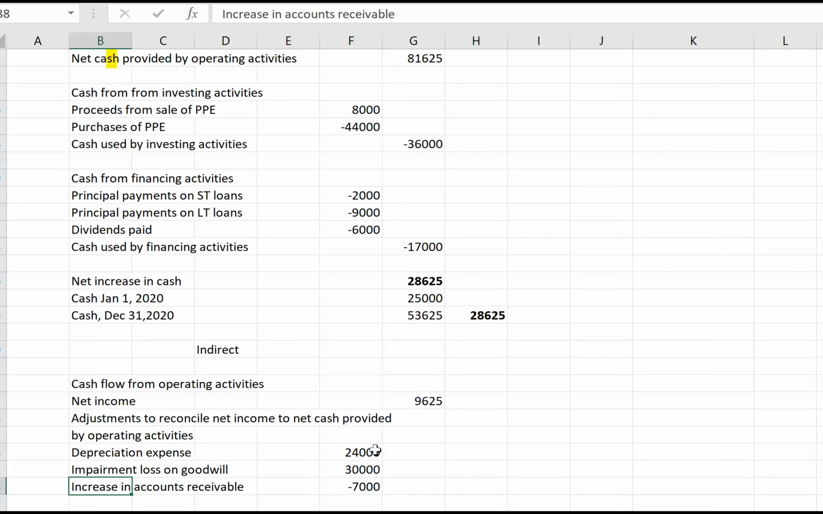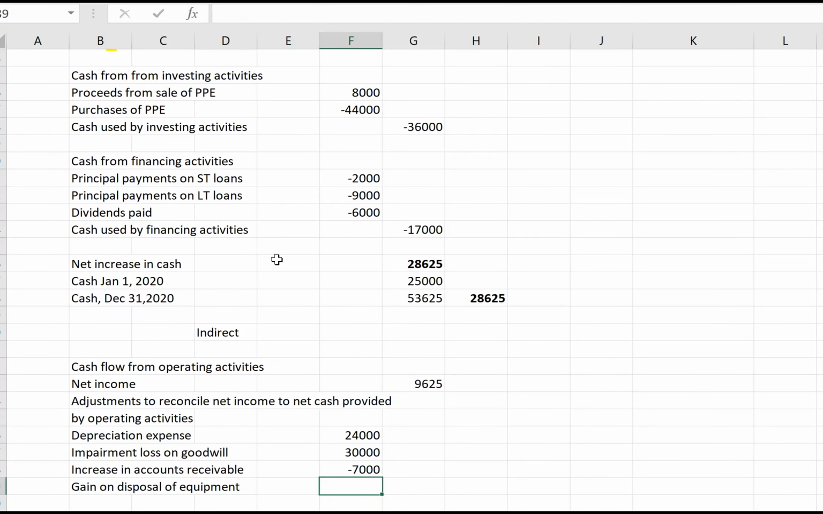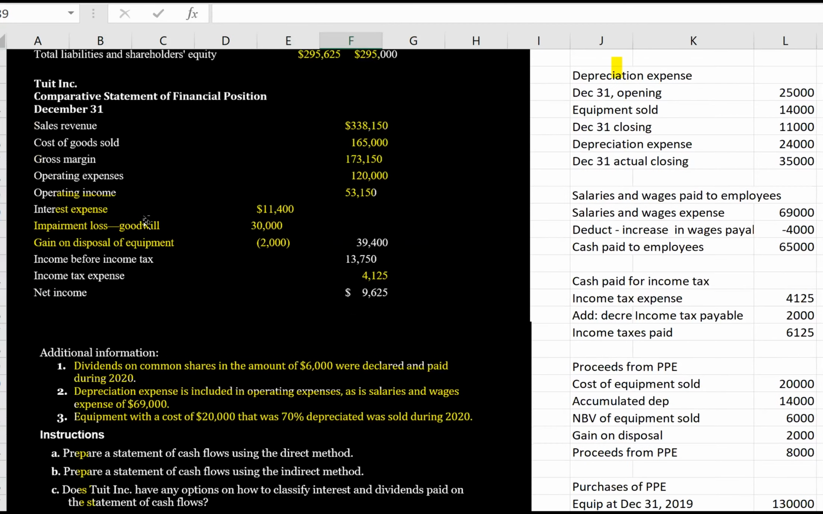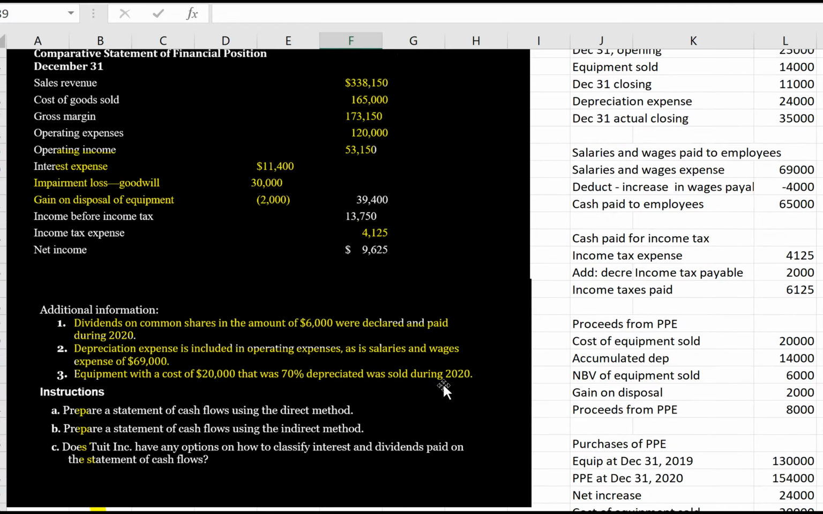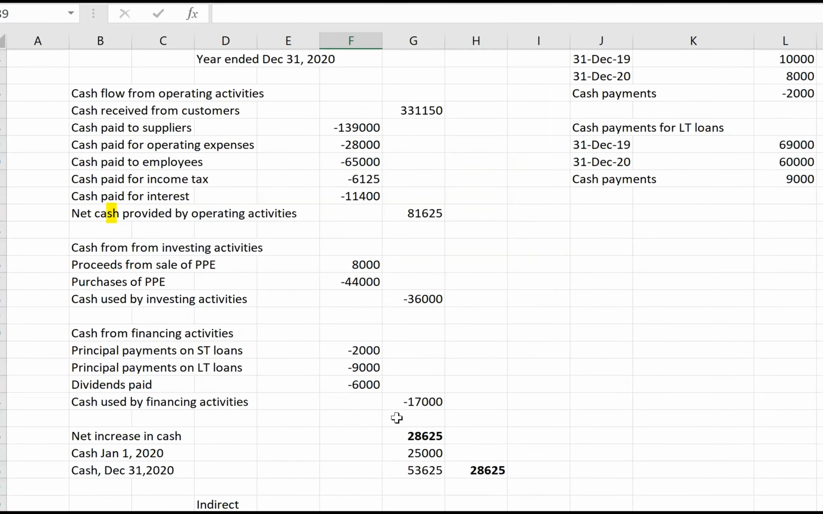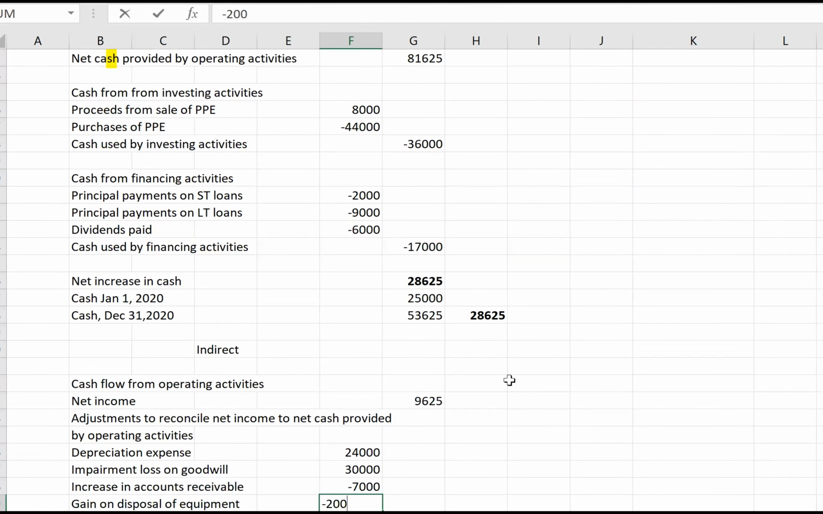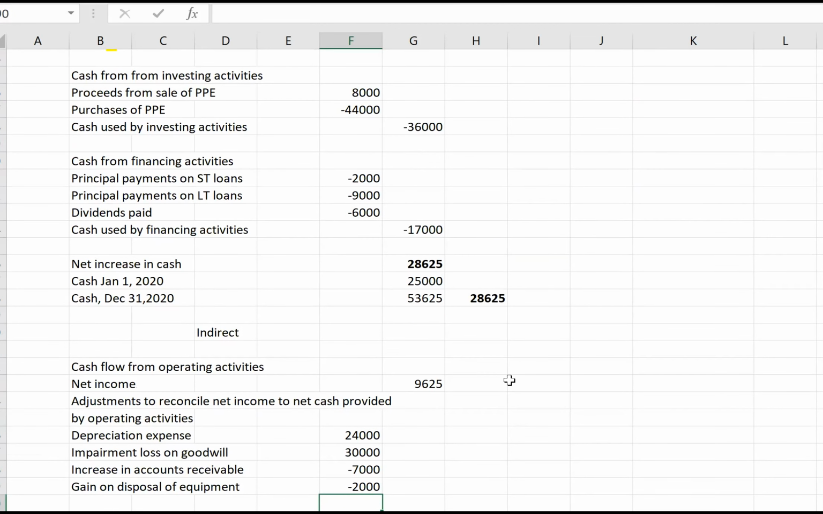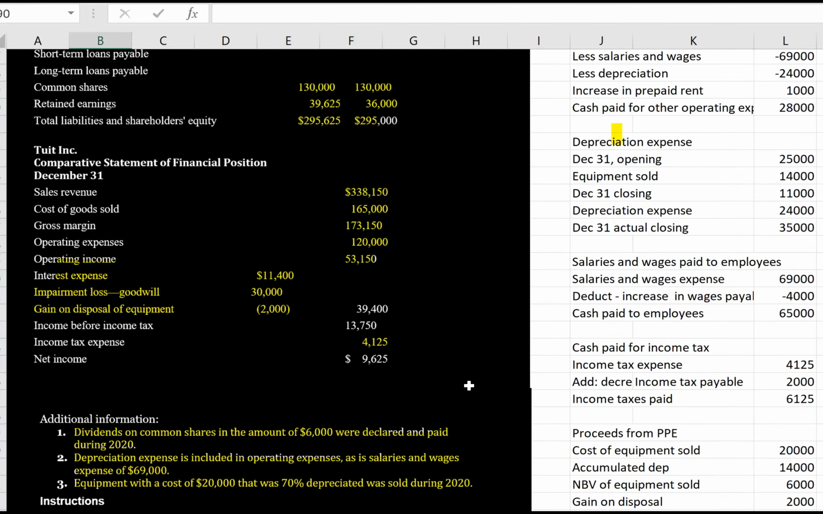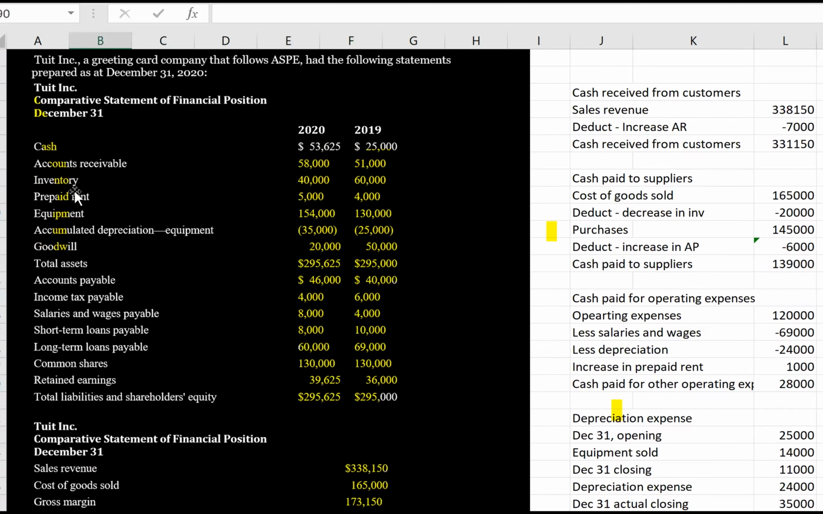Then we've also got the gain on disposal of equipment. So the gain is a non-cash item, remember? So on our income statement, if we look way up here, we had the impairment loss on goodwill, and then we had the gain on the disposal of the equipment of 2,000. So the gain we're going to subtract because that added to our net income, but it's a non-cash item. So we're going to subtract that. Then we've done accounts receivable. Let's see what else we have in the asset section. Next, we're going to need to do inventory and prepaid rent.